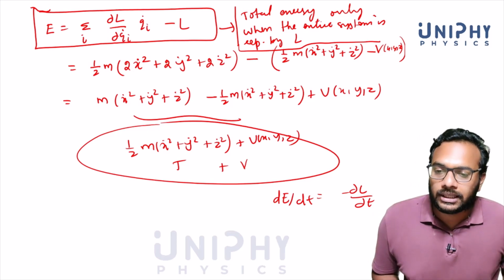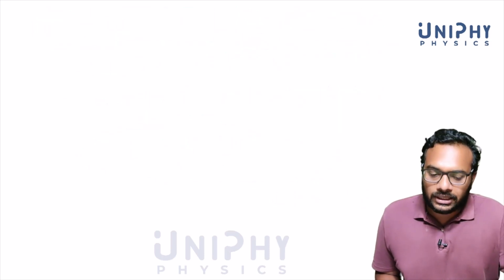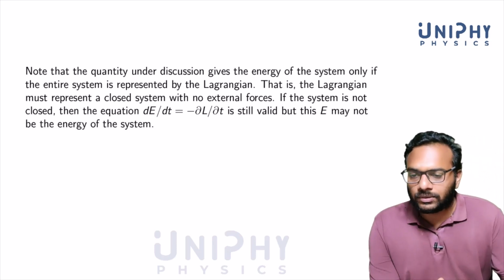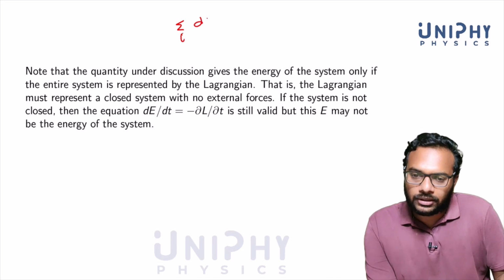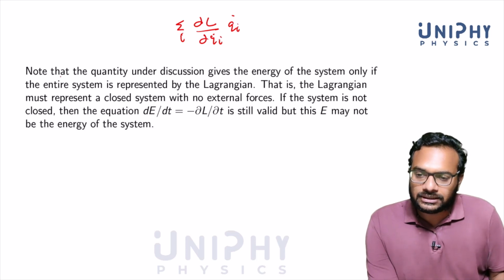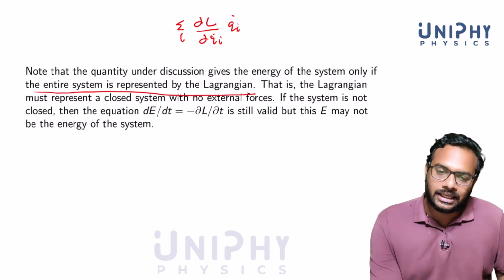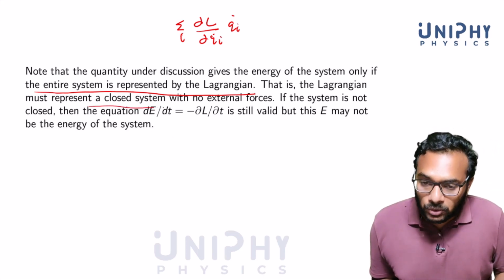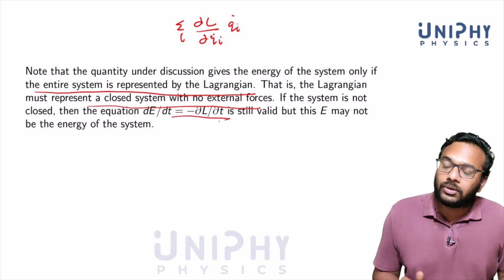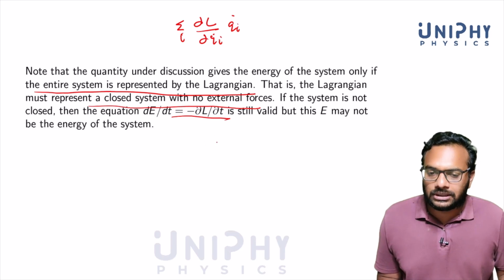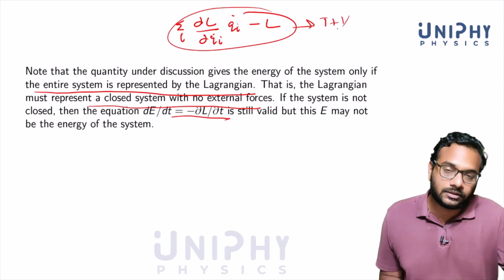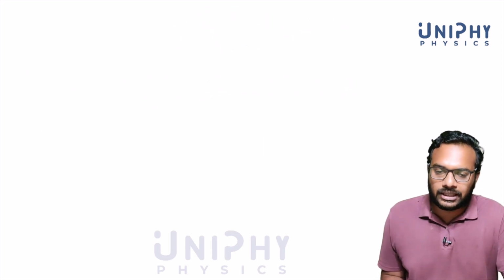Okay, with that, I think we can conclude today's class. Here I have written it down. The quantity that we discussed so far is the summation over i of ∂L/∂q̇_i. This gives the energy of the system only if the entire system is represented by the Lagrangian. The Lagrangian must represent a closed system with no external forces. If the system is not closed, then the equation may be valid, but E may not be the energy of the system. In a simple case, we have shown that this gives you T plus V in the case of Cartesian coordinates.